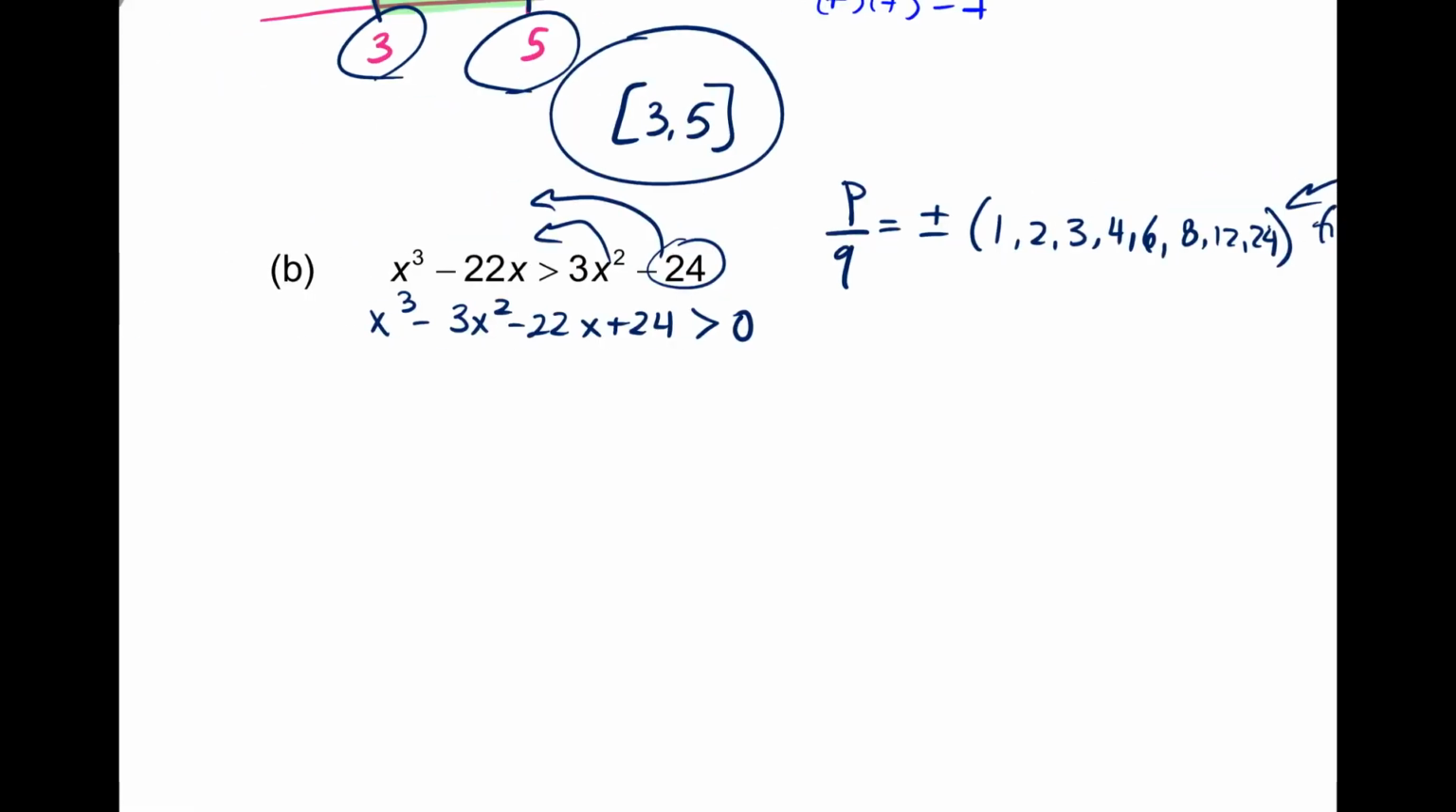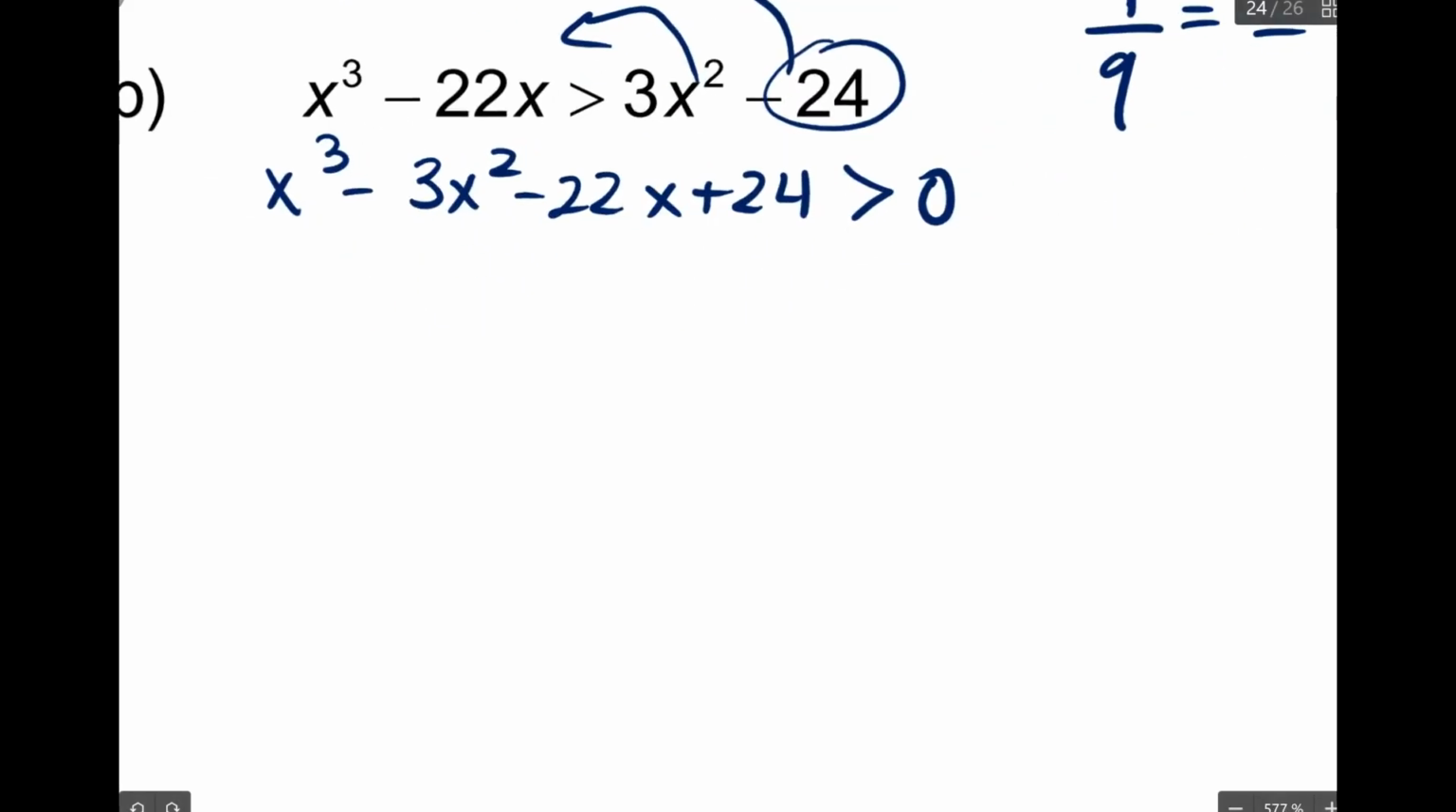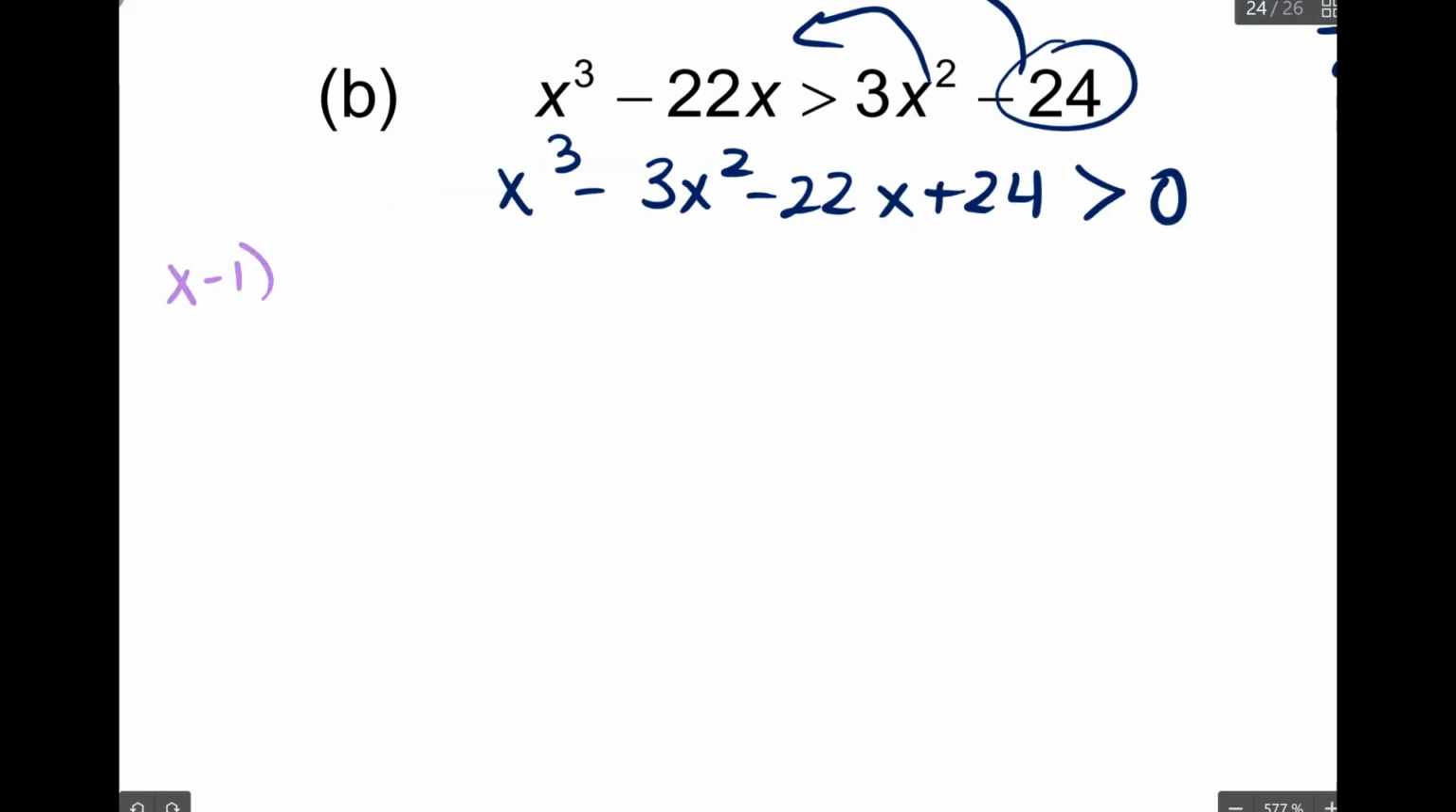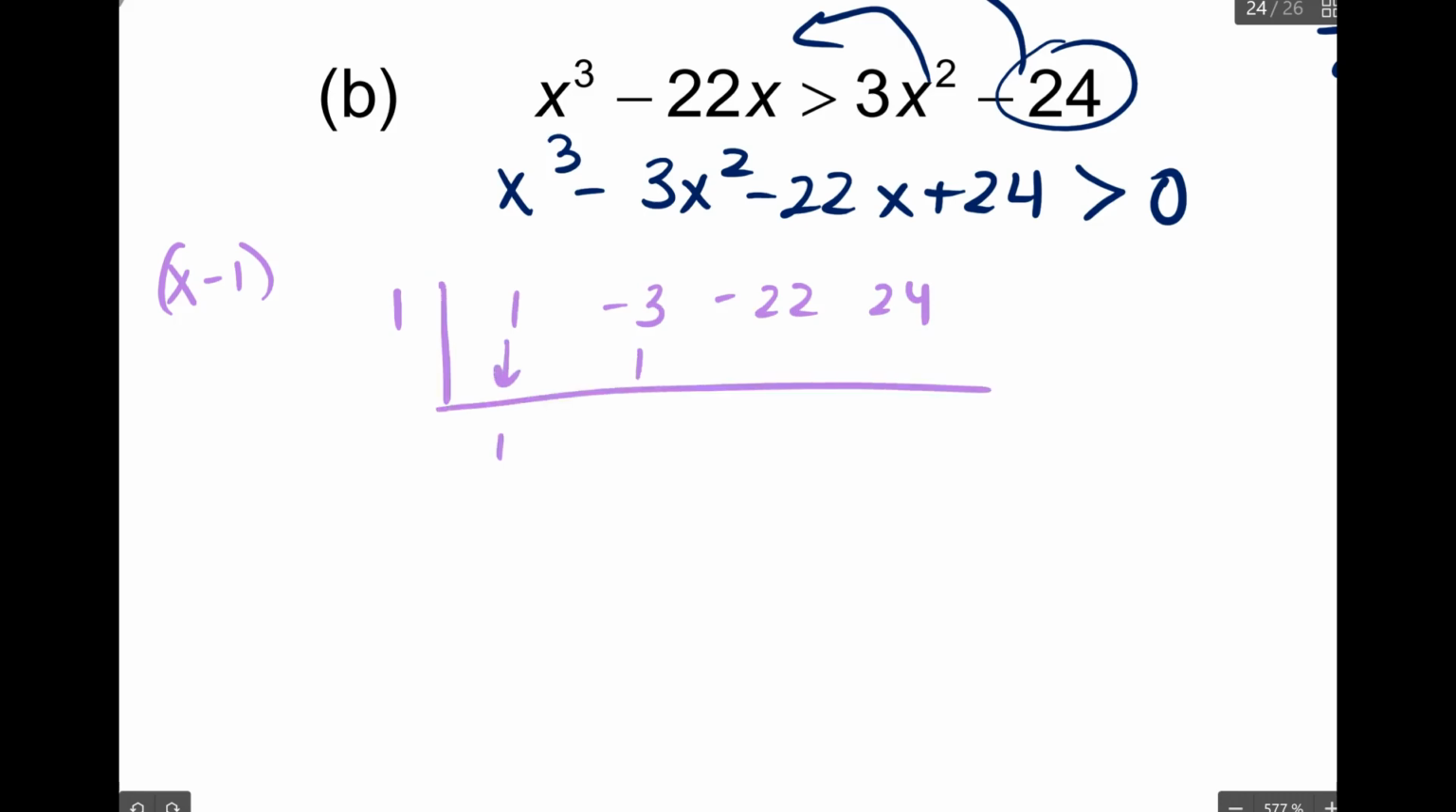I'm going to try 1, because it's my first one. So I'm going to test for x minus 1. Put 1 here. Okay, so 1, negative 3, negative 22, and 24. Alright, so bring down the first coefficient, multiply, combine, negative 3 plus 1 is 2, multiply, negative 2, oh good, negative 24. Negative 24, okay, 0, awesome. So that is a factor. Sweet.